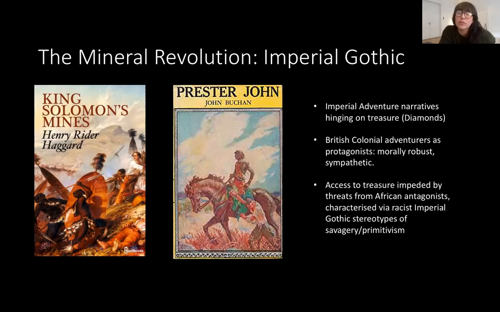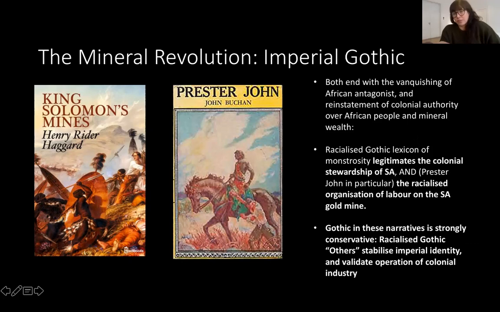So both of these narratives feature racialized, monstrous characters, and the function in the narrative of those racialized, monstrous characters is to stand in the way of the treasure that the imperial adventurers, or the colonial adventurers, are seeking out. So we have a situation in which racialized, monstrous figures are impeding the process of a colonial treasure hunt.